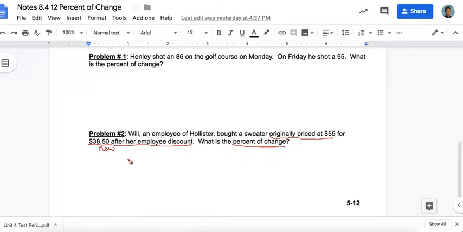So this time we're going to take the new minus the old, just like we have been, but this time the smaller amount goes first because we had a decrease. It went from 55 to 38.50. So new minus original divided by original equals x over 100. Okay, we have to do the subtraction. 38.50 minus 55 is negative 16.50 divided by 55 equals x over 100.